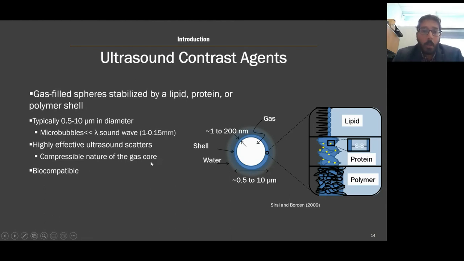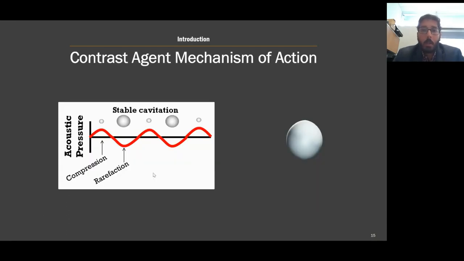Additionally, ultrasound contrast agents are biocompatible. They've been around for a while. They've been FDA approved for echocardiography and liver imaging, so they are commercially available. Moreover, they are excellent blood pool contrast agents. So when you inject them systemically, they will circulate, and you can image them with an ultrasound scanner. In addition to imaging, microbubbles can be used for therapy applications as well.